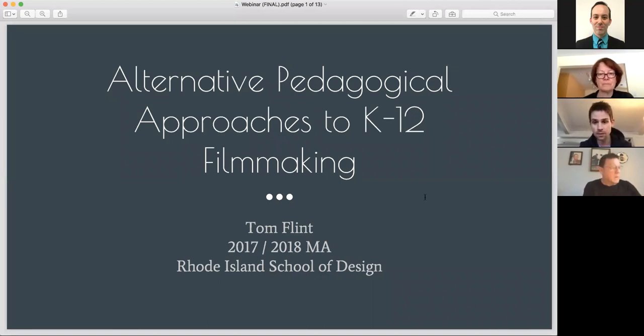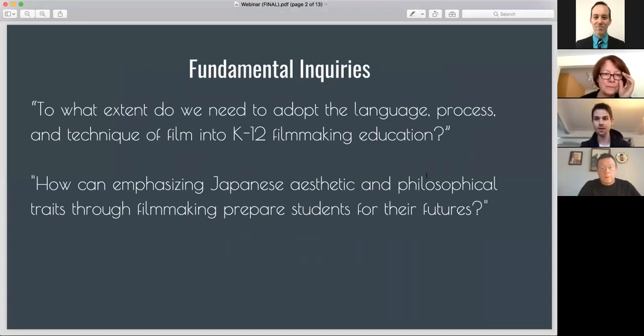Oops, let's see. Okay. Is the image on the right blocking part of the text? I'm seeing everything. You are? Okay. Because on my screen, the image is blocking part. But okay, you can see it.